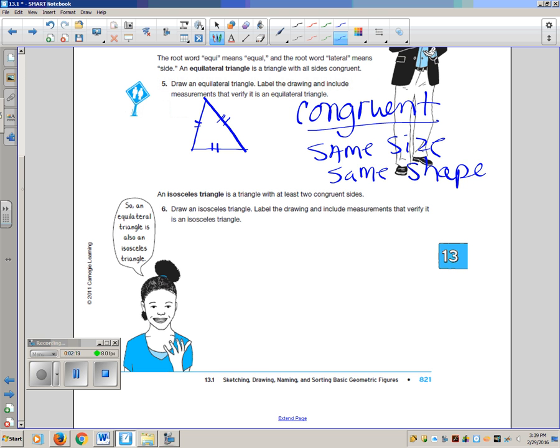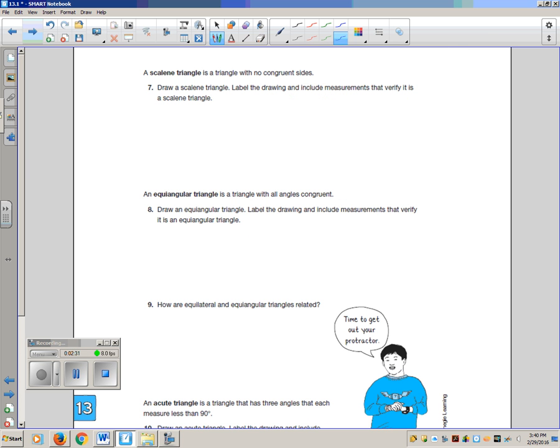Same size, same shape. That's equilateral. Another way to classify a triangle is called isosceles. You have 2 eyes, hopefully. Isosceles means 2 sides are congruent. Scalene: scalene has no sides equal. No congruent sides.